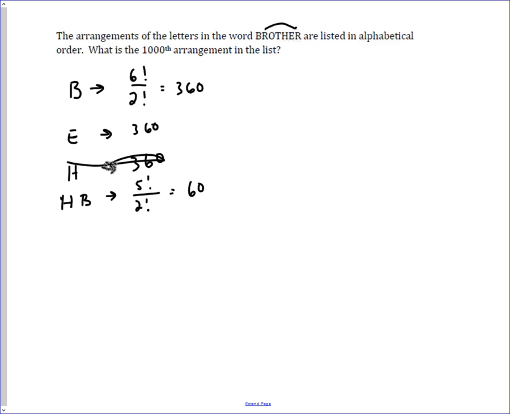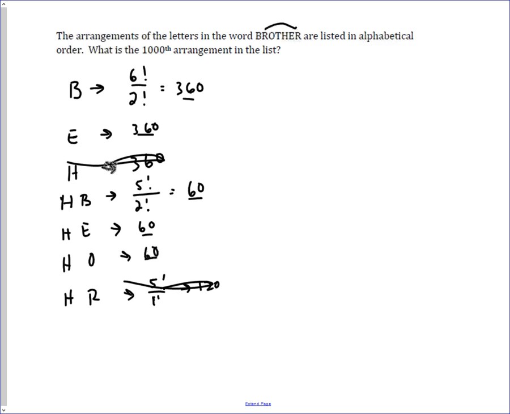Same thing's true for HE, that's 60. Same thing's true for HO, that's 60. We're now at 360, 360, 60, 60, 60, so we're up to 900. The next one would be HR, but now we've taken out one of the R's, so our 5 factorial is divided by just 1 factorial, because the 5 letters left don't have any repeats. So that's 120, which means we have to start with HR.